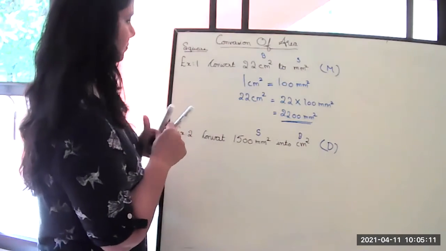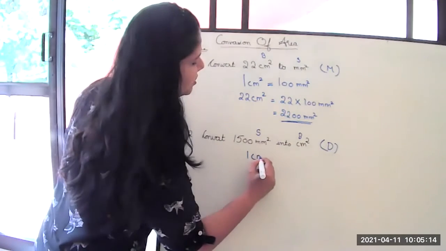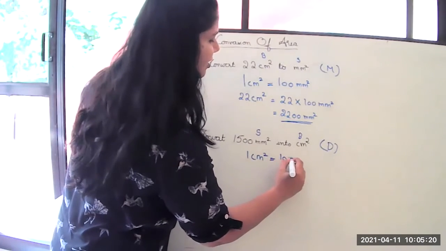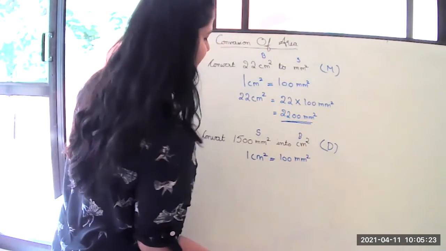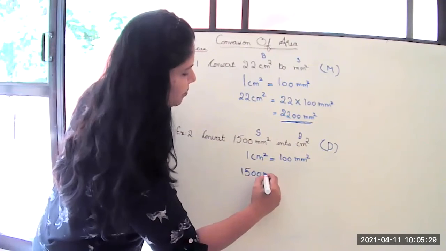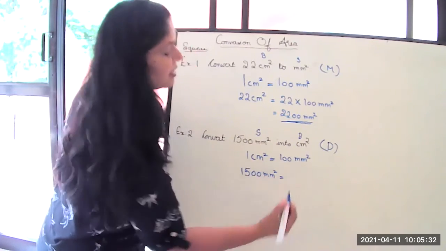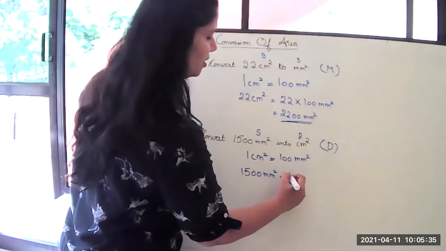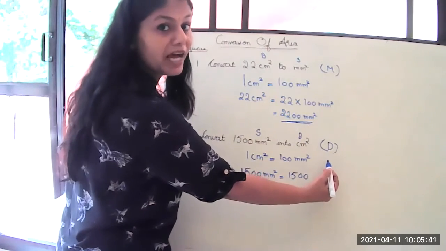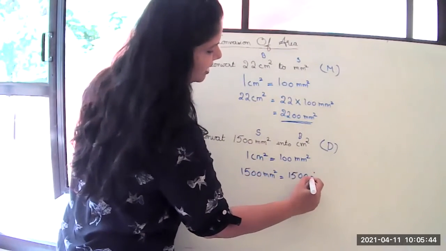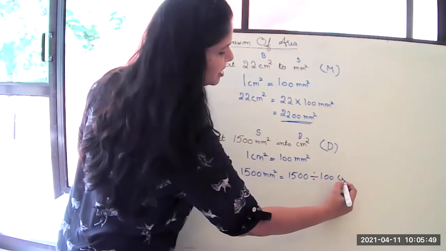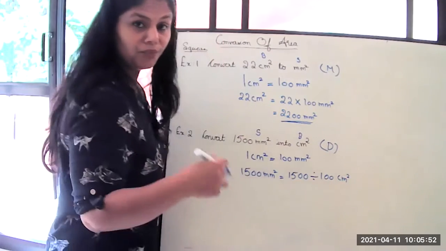Now, again, 1 centimeter square is equal to 100 millimeter square. So, let's write our question. 1500 millimeter square is equal to 1500. We will write as it is. What we have to do? We have to divide. So, divide sign, then 100, not millimeter, we have to write centimeter. We are converting it into bigger unit.